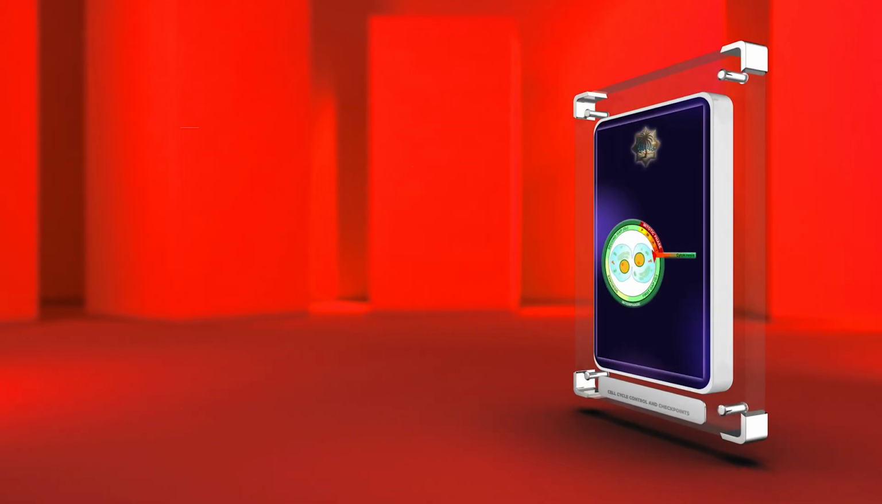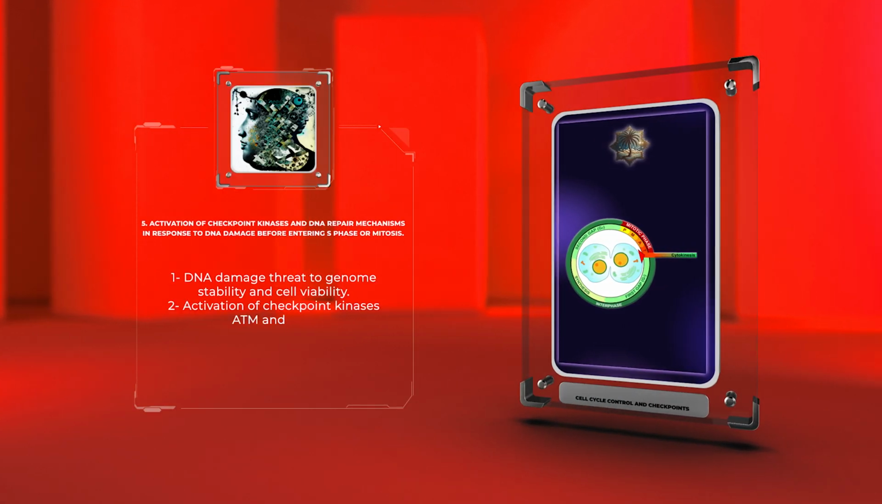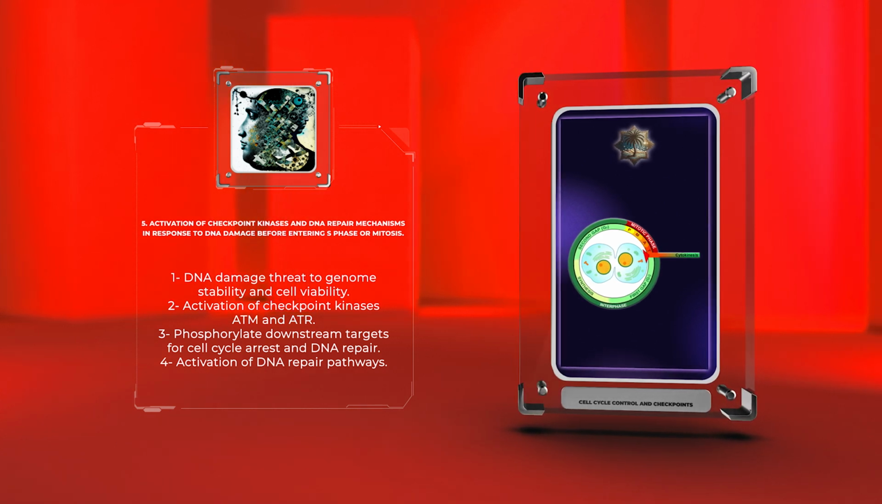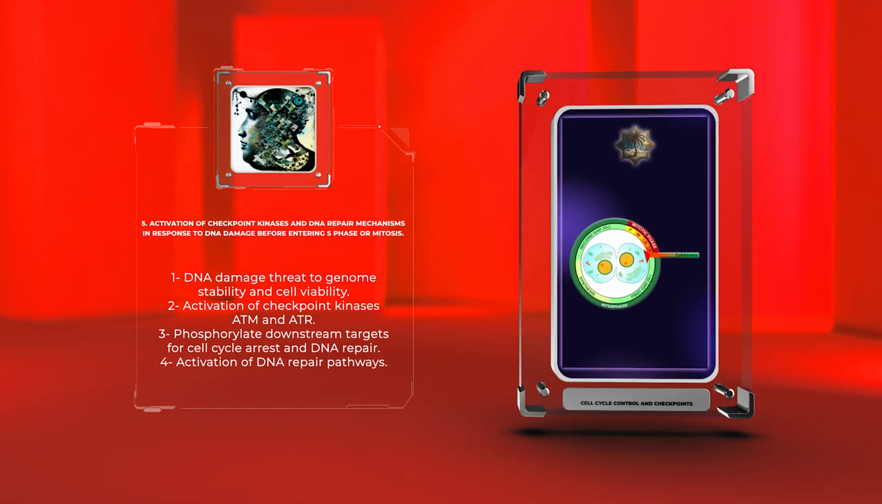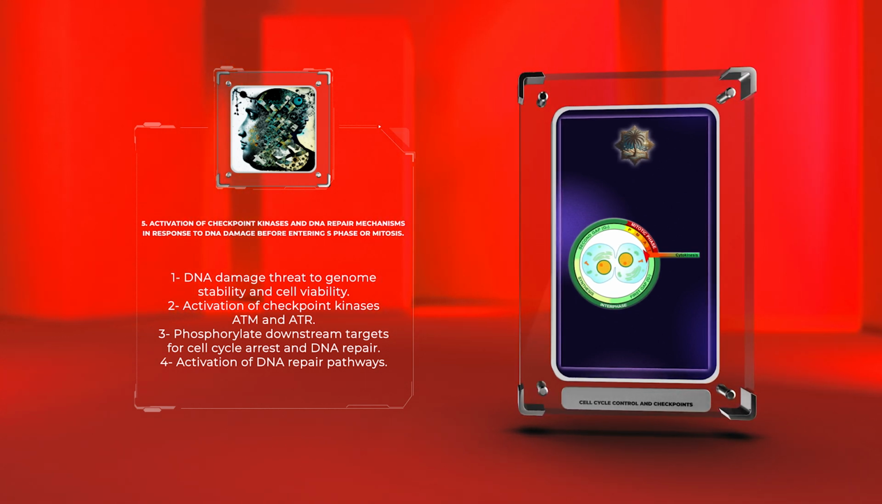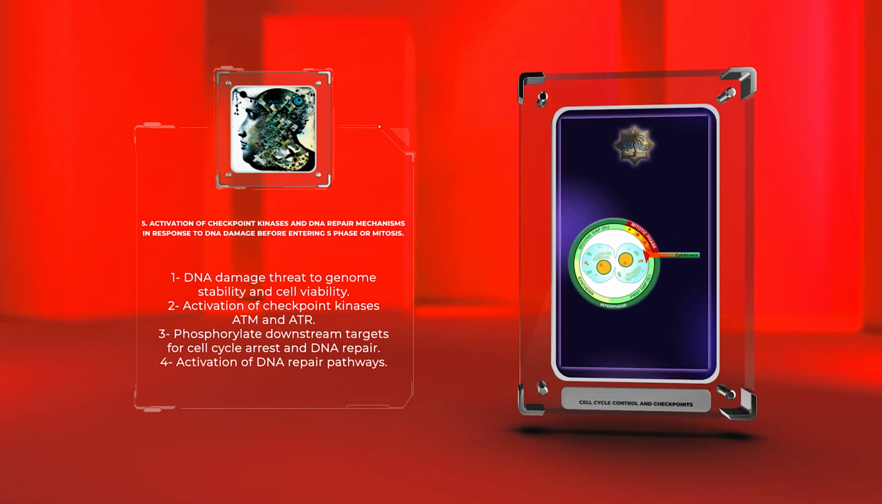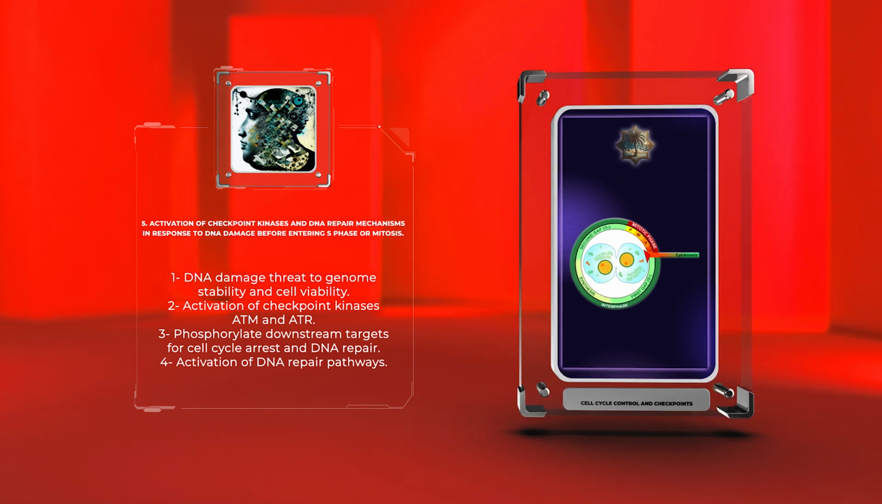DNA damage poses a significant threat to genome stability and cell viability. To counteract this challenge, cells employ various mechanisms to sense and repair DNA lesions before progressing through the cell cycle. This includes the activation of checkpoint kinases, such as ATM and ATR, which phosphorylate downstream targets involved in cell cycle arrest, DNA repair initiation, and programmed cell death if damage is beyond repair.